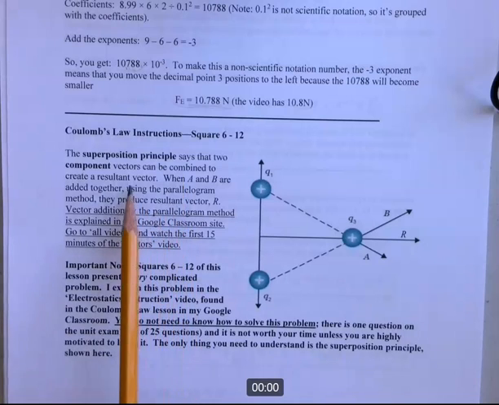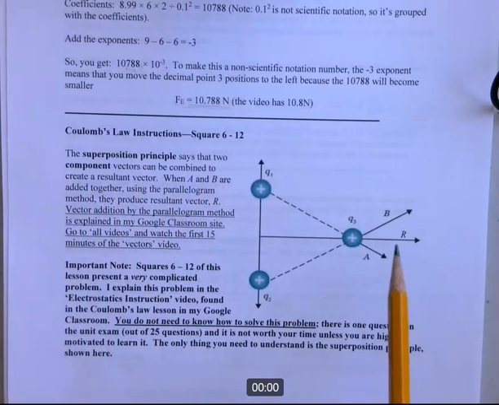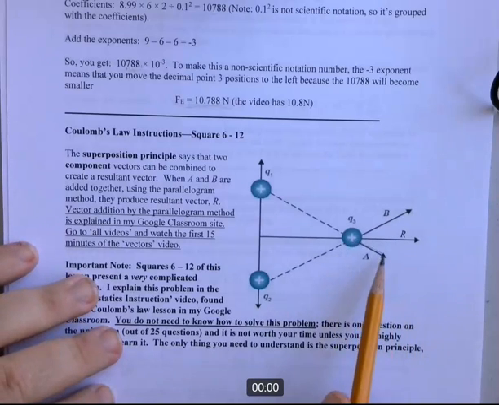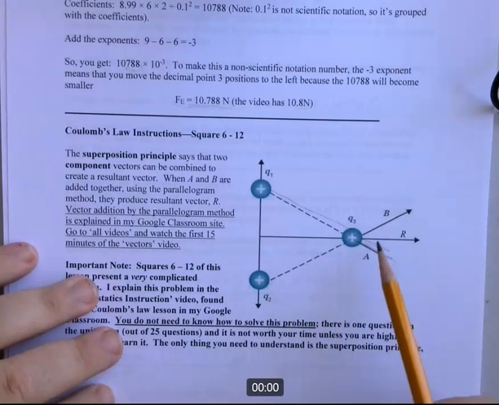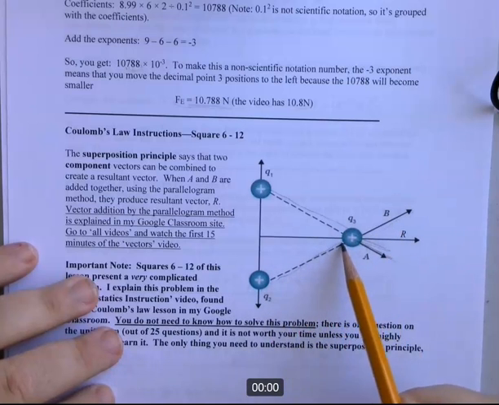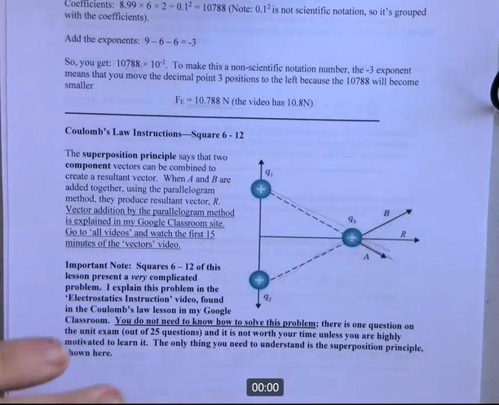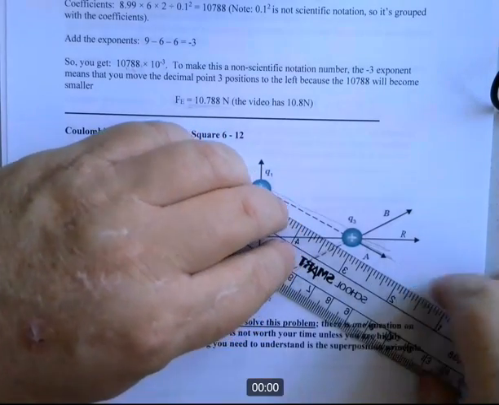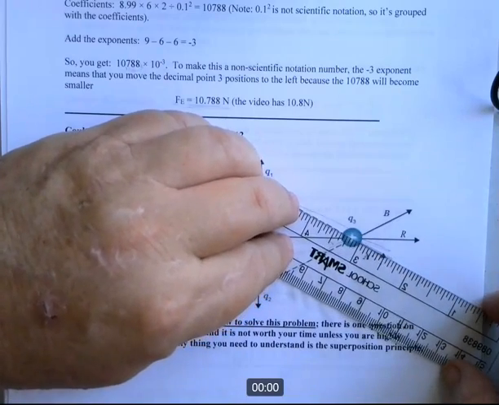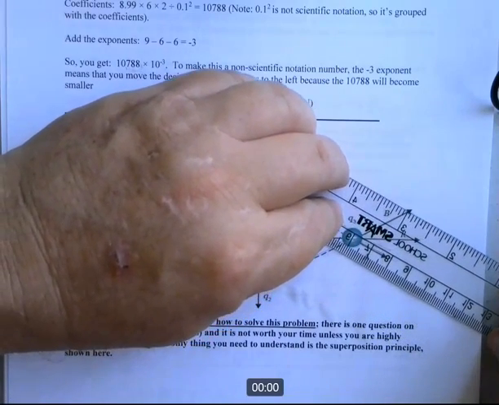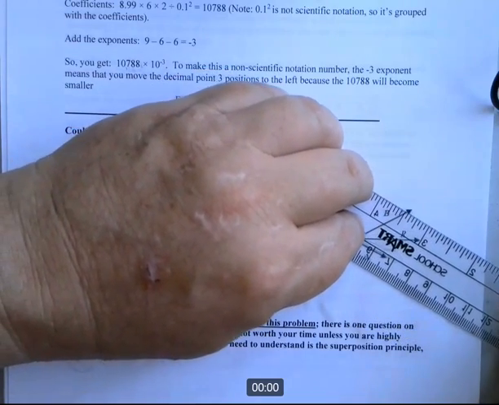The superposition principle says that 2 component vectors can be combined to create a resultant vector. So in this case, this vector comes from this charge pushing this in this direction, and this vector comes from this charge pushing this charge in this direction. I'll do this quickly. If I take this one and measure it, it's about a 1/2 inch, and I slide it over here, because I'm going to make a parallelogram.